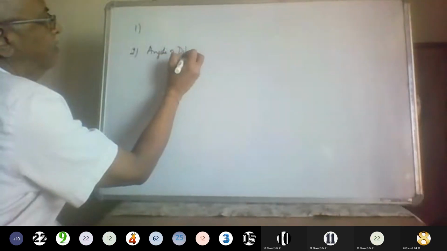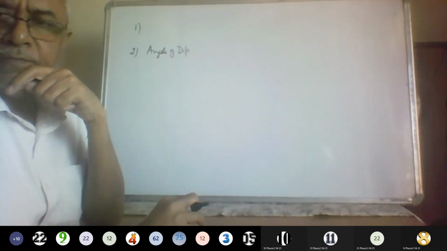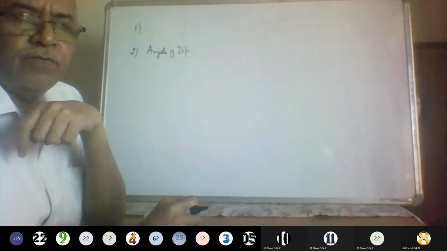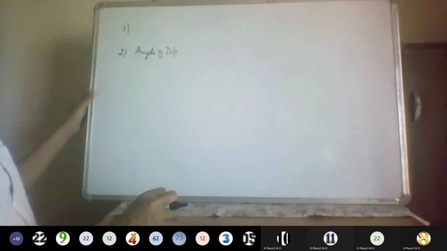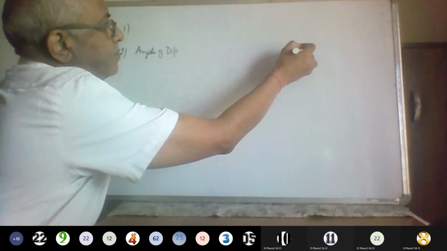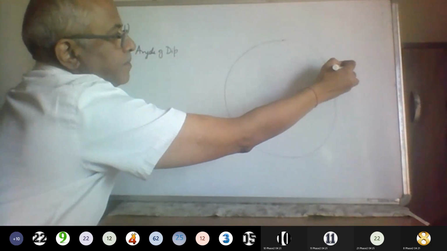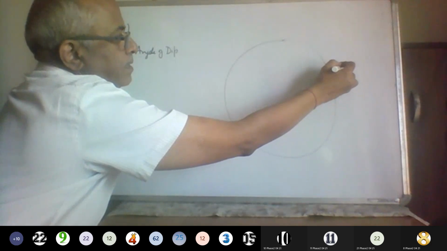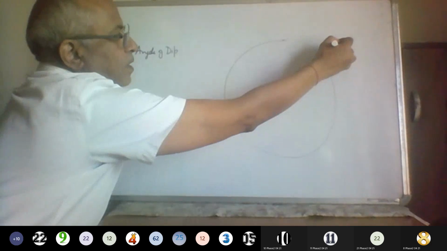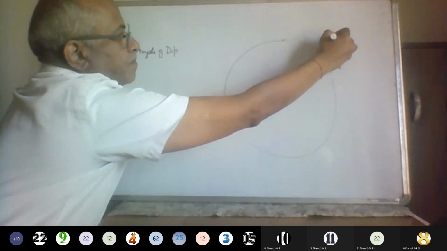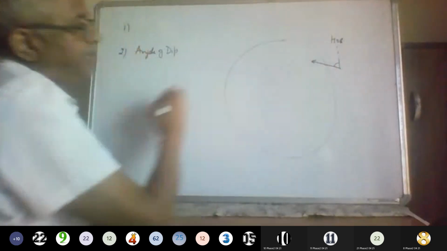Okay, and this is what we had started. So angle of dip gives the direction of the Earth's magnetic field in the vertical plane. Let's continue from yesterday. Let us say the ship is here, and the direction of the Earth's magnetic field is this, and this is the horizontal. Then this angle is called angle of dip.